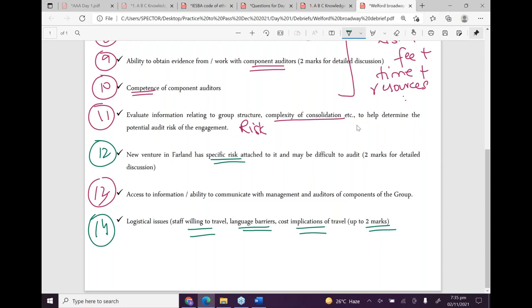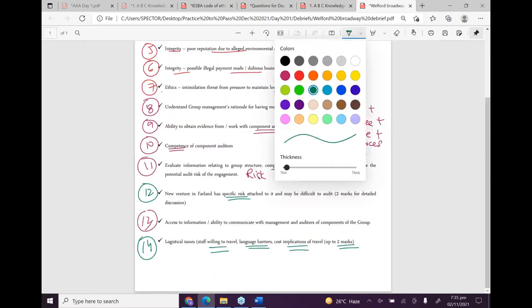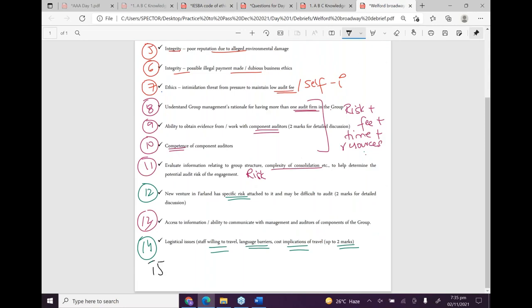And by the way, although it's not written over here, she gave another easy mark for preconditions of audit as well, if you explain them. So reporting framework, responsibilities, etc., etc.